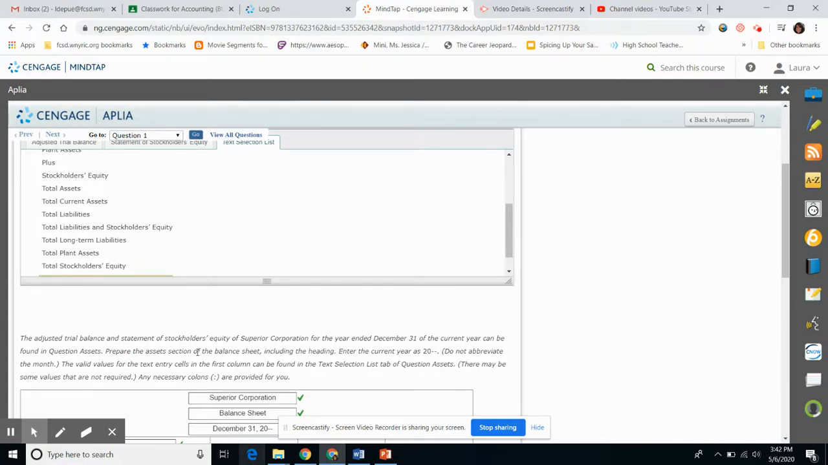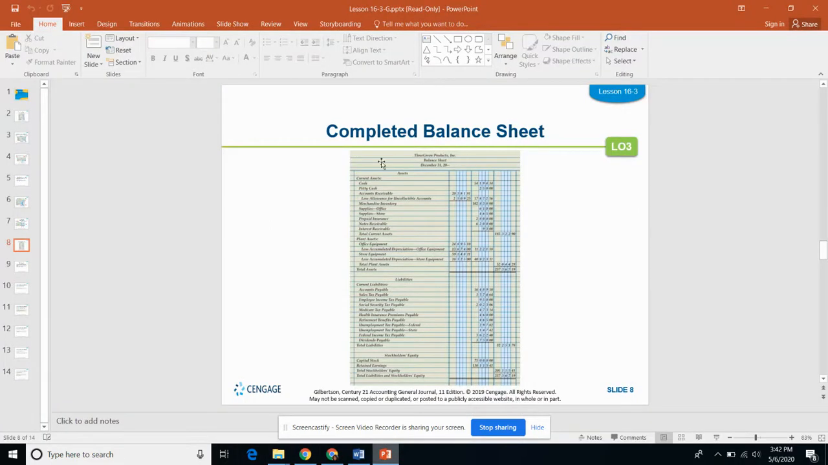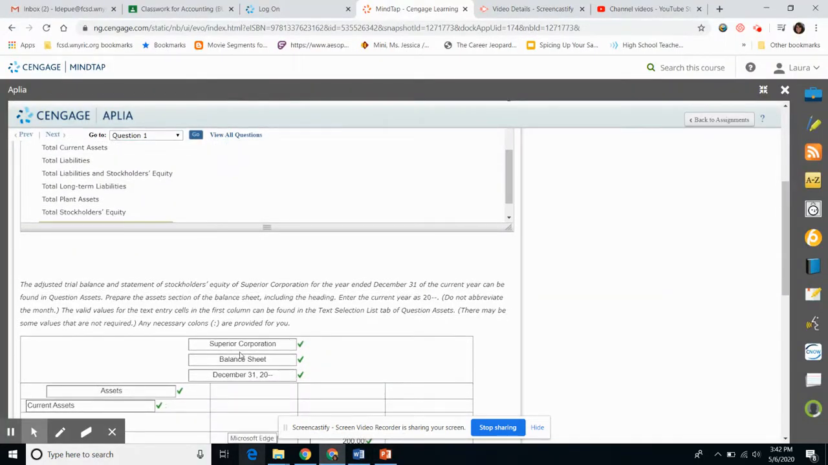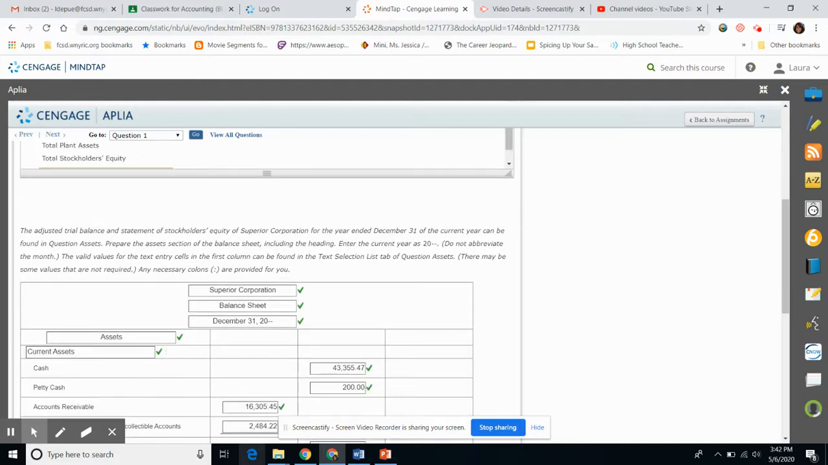We're going to prepare the assets section of the balance sheet. So when we're talking about that, it's this whole upper section of the assets amount. So use this as your guide as you're going through each of these categories. So we'll get you started here with the title of the company, Superior Corporation, the balance sheet, December 31st, 20 dash is the heading. The first section title is assets, and the first section is the current assets.